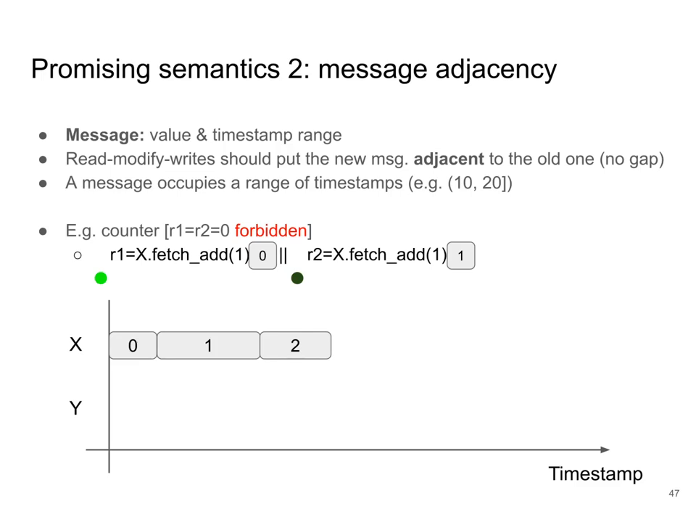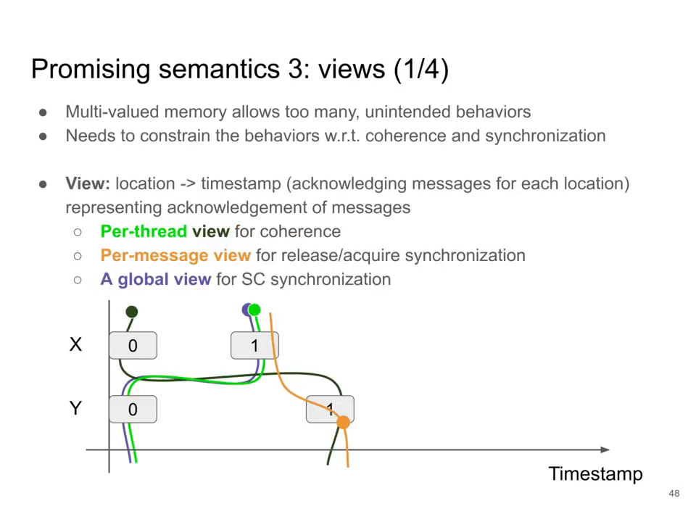Okay, so this is the idea too, and let me proceed on to the third idea, which is about views. A view is a little bit more difficult, and it is actually starting to describe the reorderings and relaxed behaviors. So the motivation here is that multivalued memory, which was the first key idea of the promising semantics, allows too many unintended behaviors.